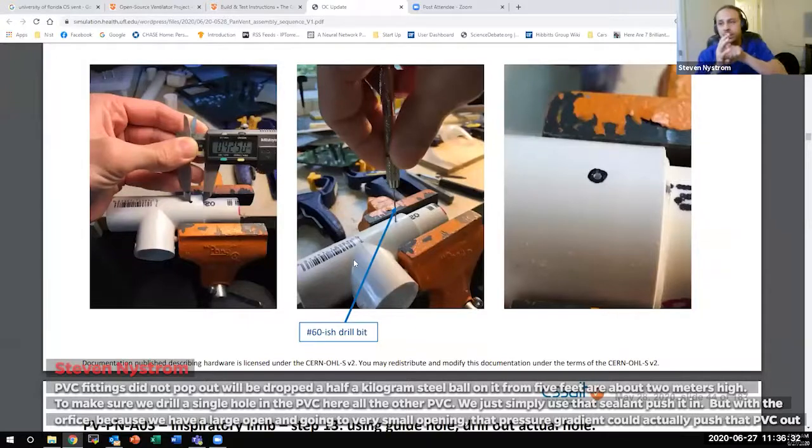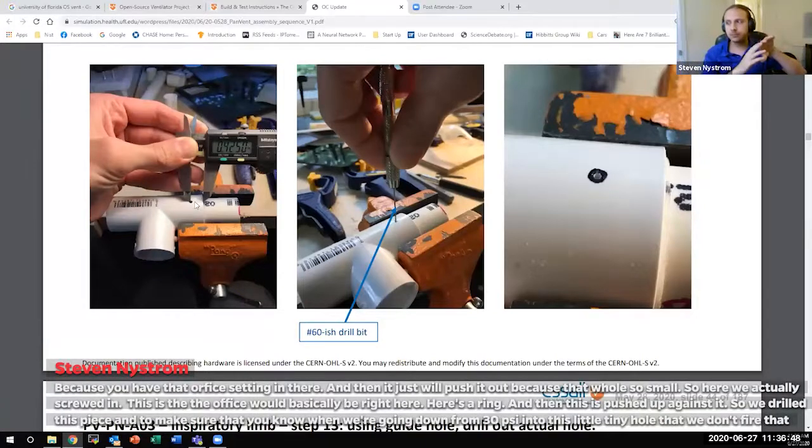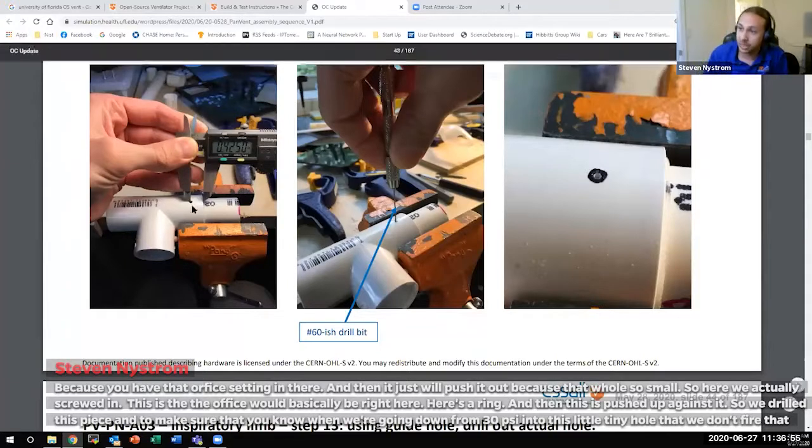To make sure, we drill a single hole in the PVC here. All the other PVC, we just simply use that sealant and push it in. But with the orifice, because we have a large opening going to a very small opening, that pressure gradient could actually push that PVC out, because you have that orifice sitting in there, and then it just will push it out because that hole is so small. So here we actually screwed in.